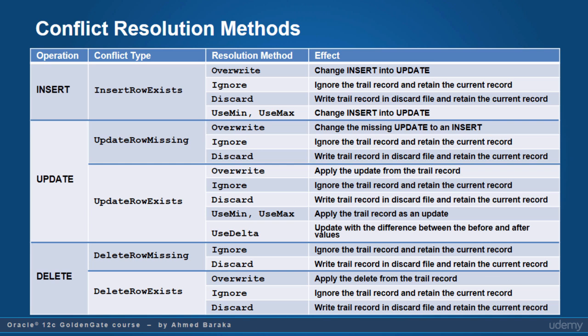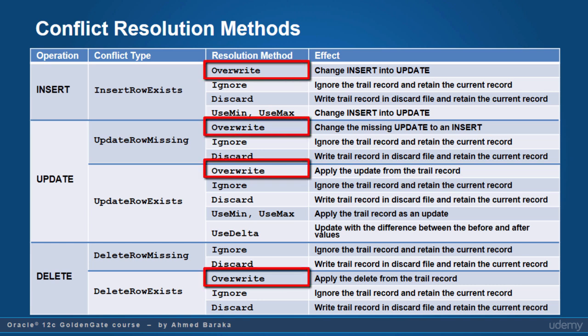Not all the resolution methods can be used with all the conflict types. This table shows you what are the possible resolution methods that can be used for the specific conflict types. Logically speaking, this makes sense. For example, the overwrite resolution method can be used with all the conflict types except the delete row missing conflict.